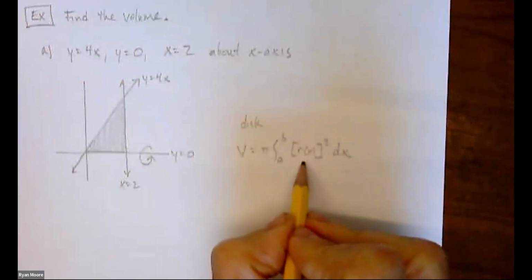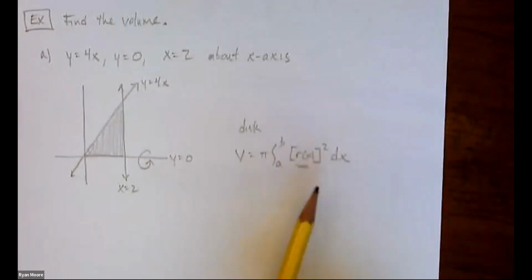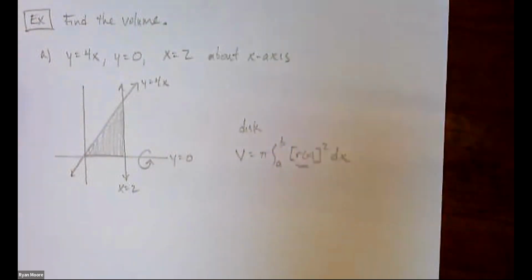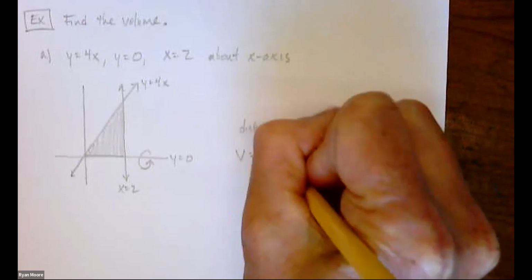Okay, so what is that radius going to be? If we can figure out what the radius is and then what the a and the b are, that's everything. And we've got it set up.